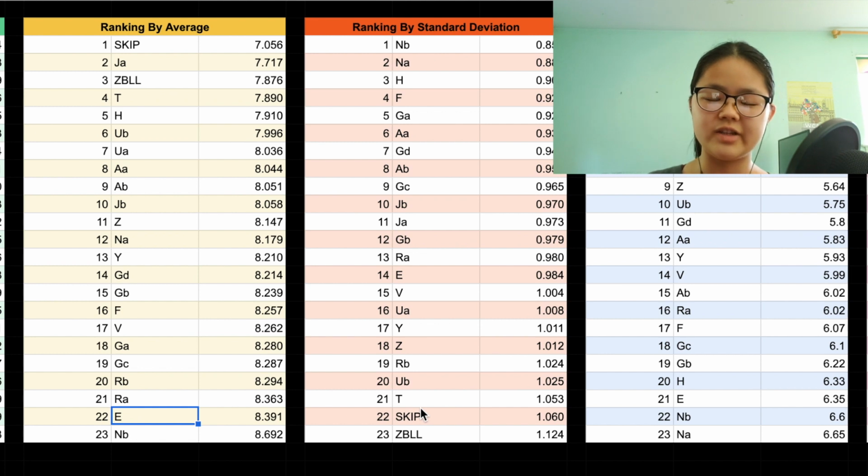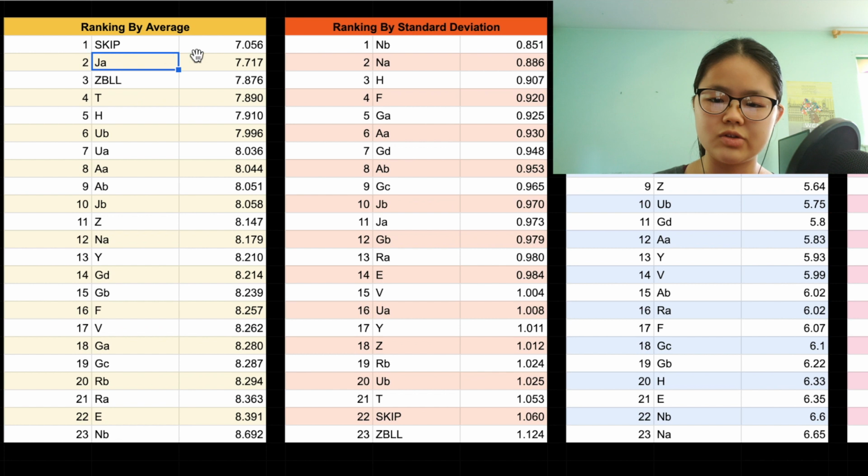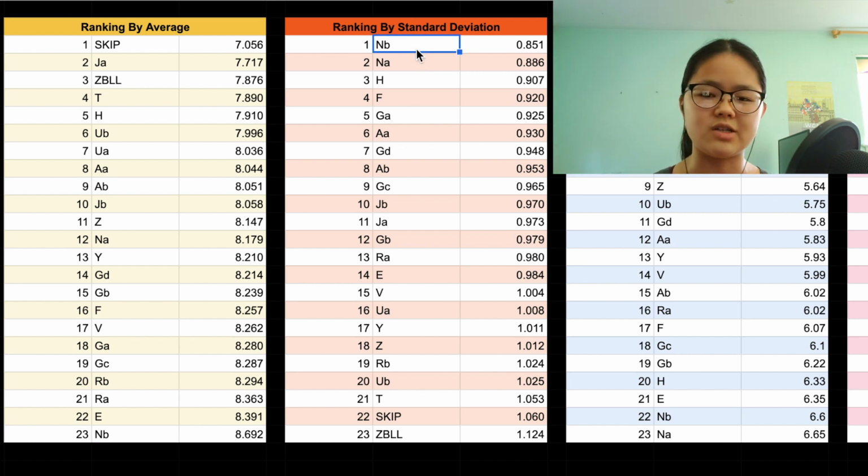Additionally, interestingly enough, this list is kind of flipped in terms of the average. If you look at the average to standard deviation, skip is number one on average, but it's down here for the standard deviation, and ZBLL is also up here for average, but has a really high standard deviation, whereas NB perm has a really high average solve time, but it has the lowest standard deviation, which is interesting.